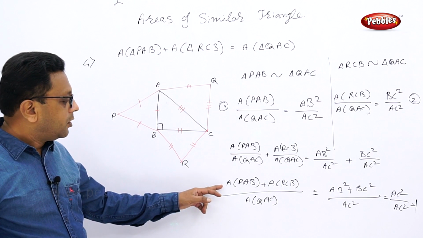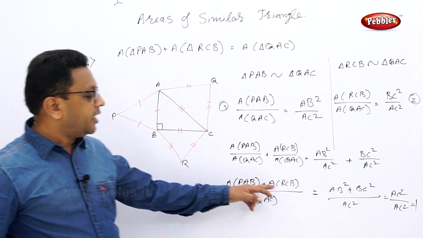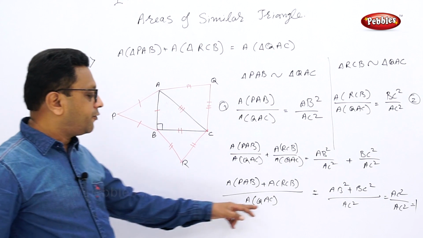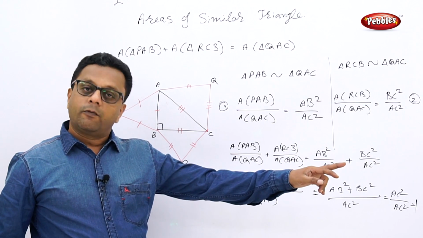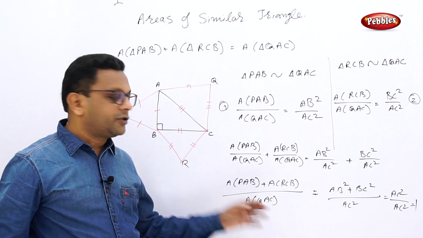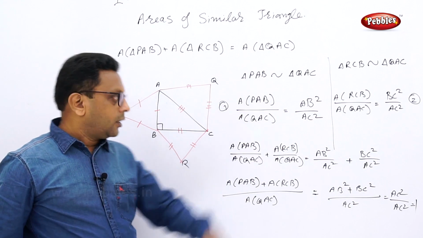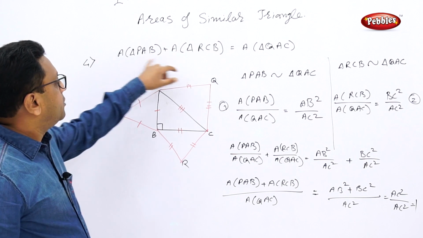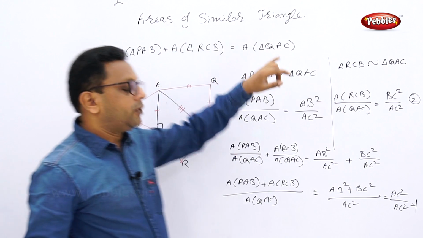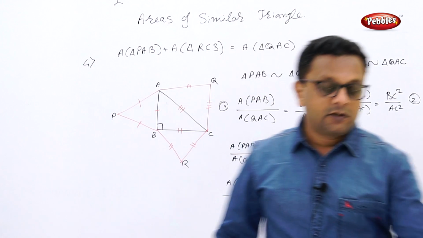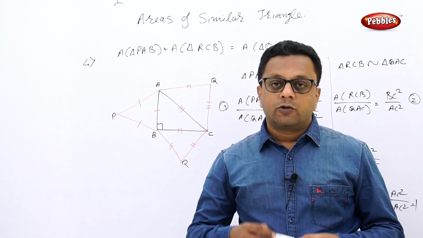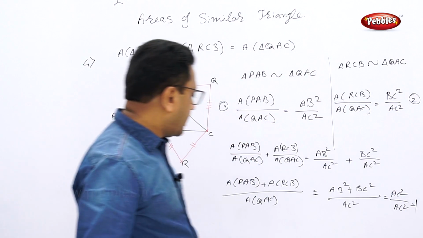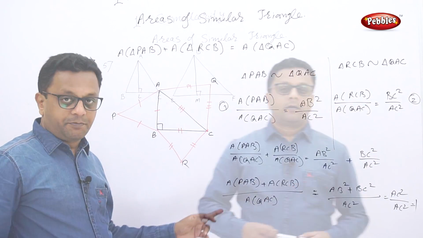And so we have area of PAB plus area of RCB upon area of QAC equal to 1. Just take this QAC that side. And so you will get area of PAB plus area of RCB is equal to area of QAC. Simple. So please pause your video here and complete the last step.